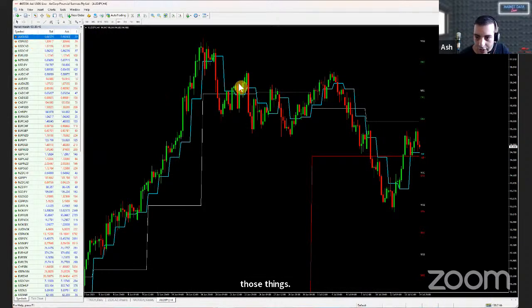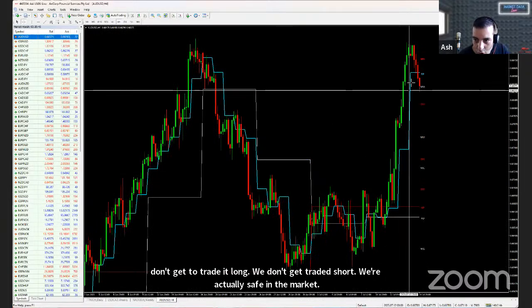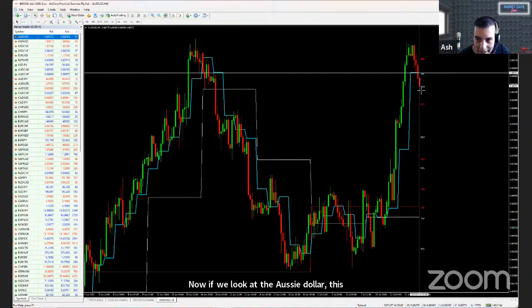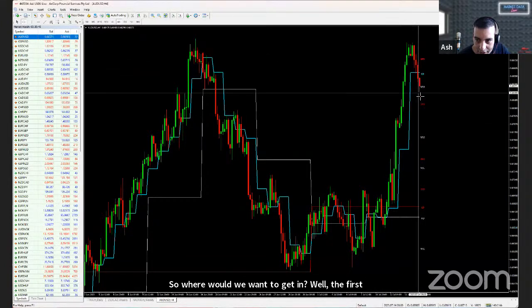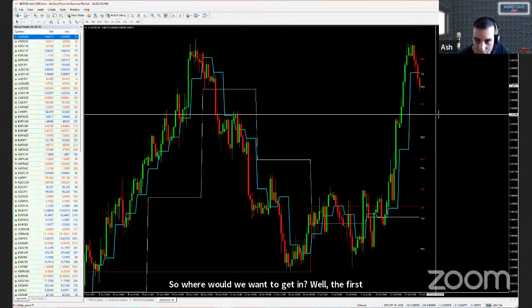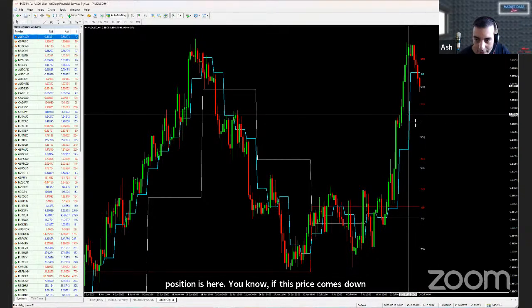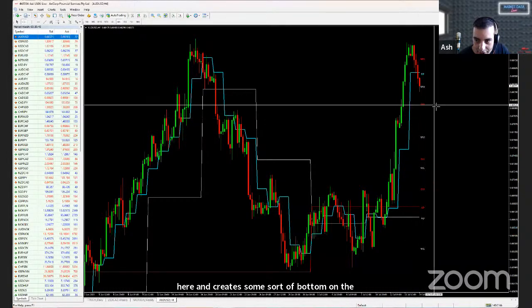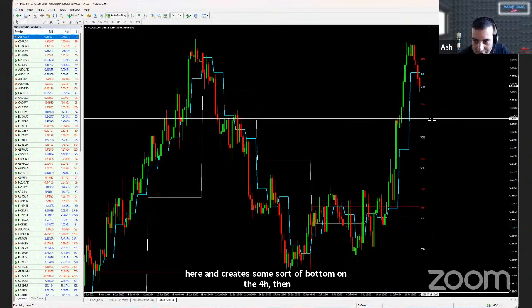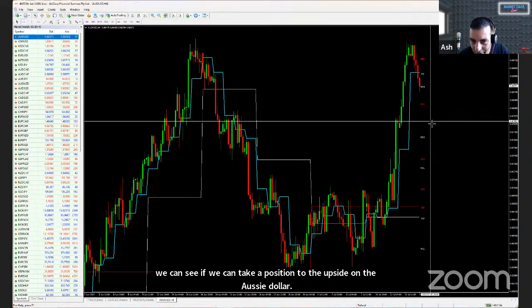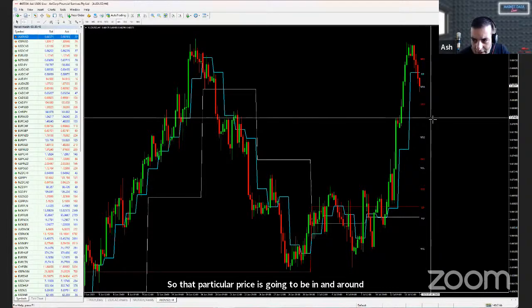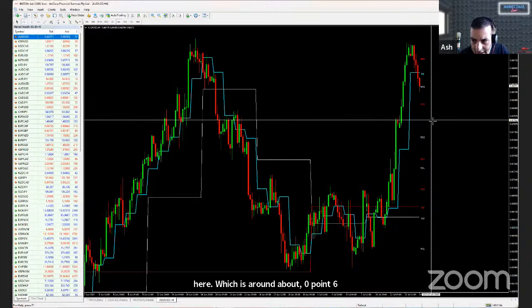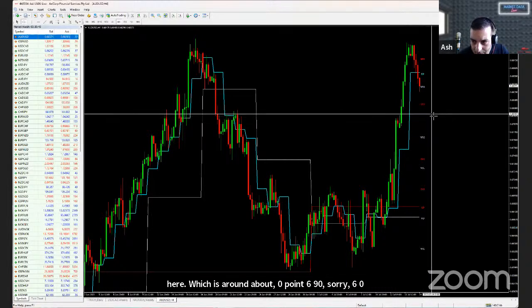Now, if we look at the Aussie dollar, this has gone up a long way. So where would we want to get in? Well, the first position is here. If this price comes down here and creates some sort of bottom on the 4 hour, then we can see if we can take a position to the upside on the Aussie dollar. So that particular price is going to be in and around here, which is around about 0.680, it starts on the 0.680.